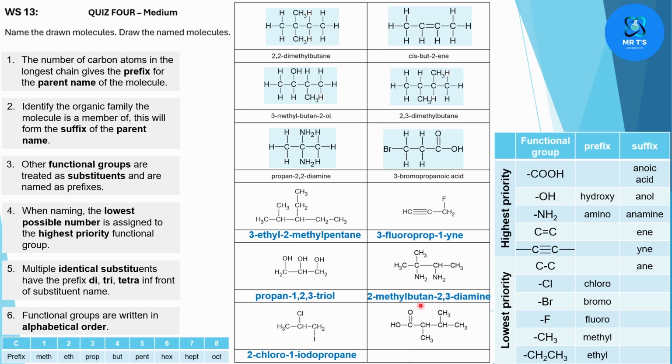The last one here, you can see that there's a carbon double bond oxygen with an OH attached. This is a carboxylic acid functional group. There are 4 carbons in the chain, so it's going to be butanoic acid, and there are 2 methyl groups coming off the second and the third carbon, because remember, we start numbering from the carboxylic acid functional group. So we have 2,3-dimethylbutanoic acid. And that is the end of the answers for the naming quiz.